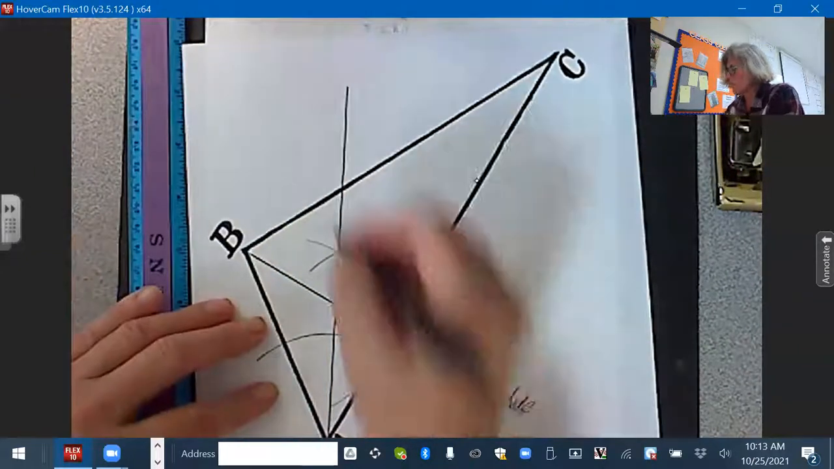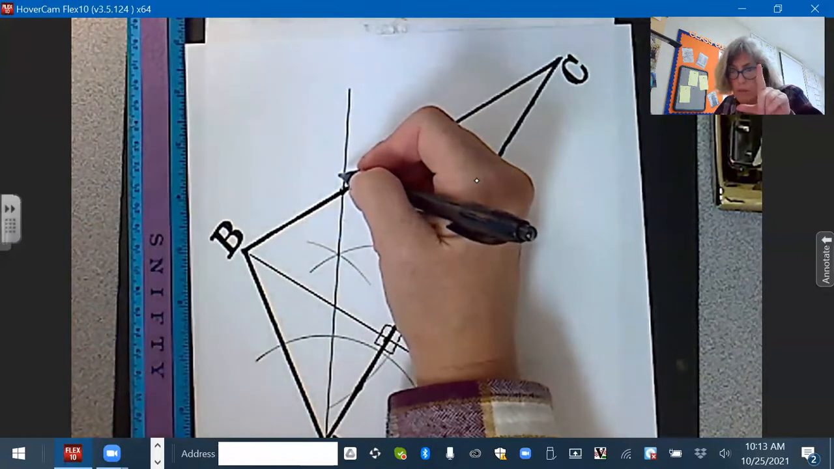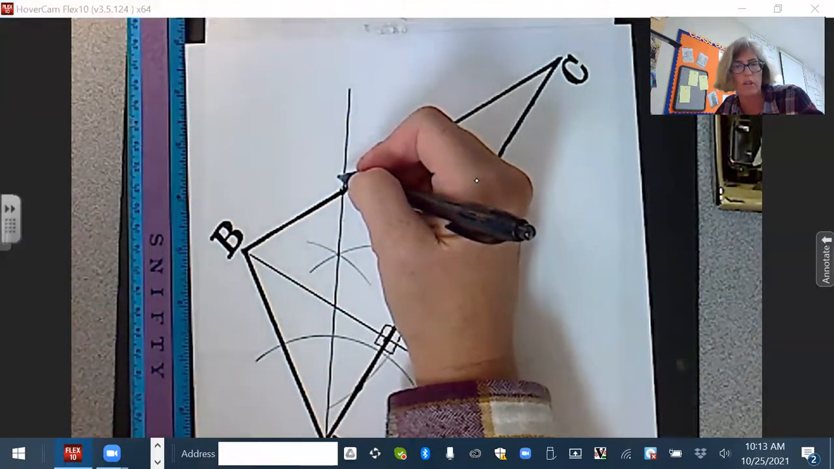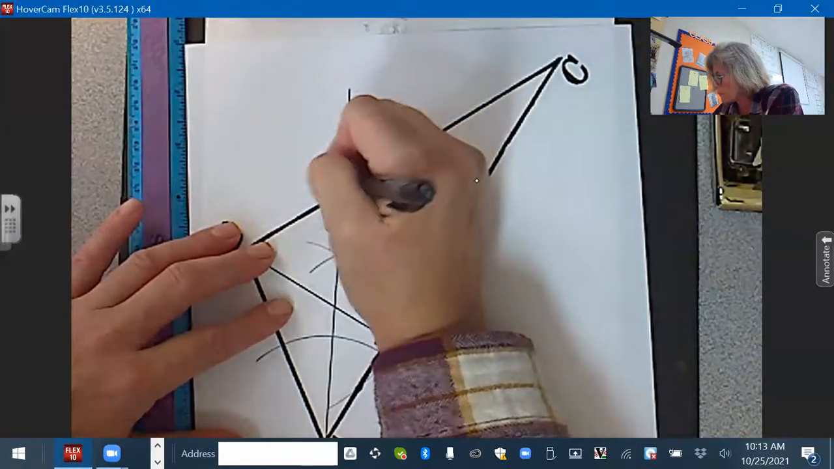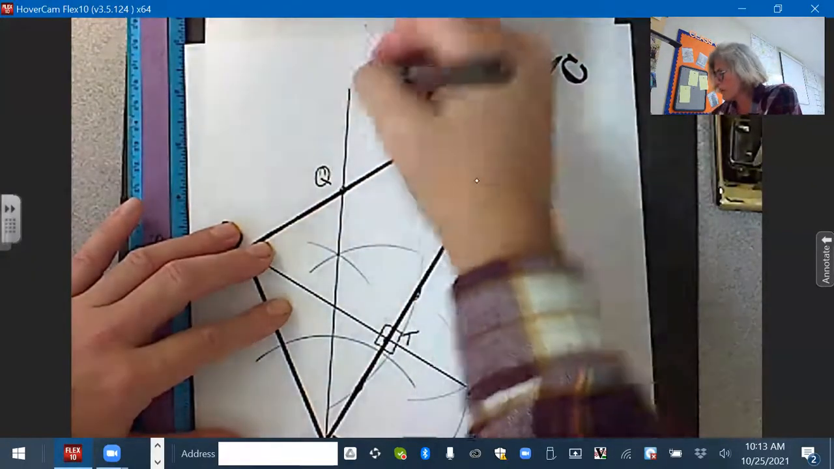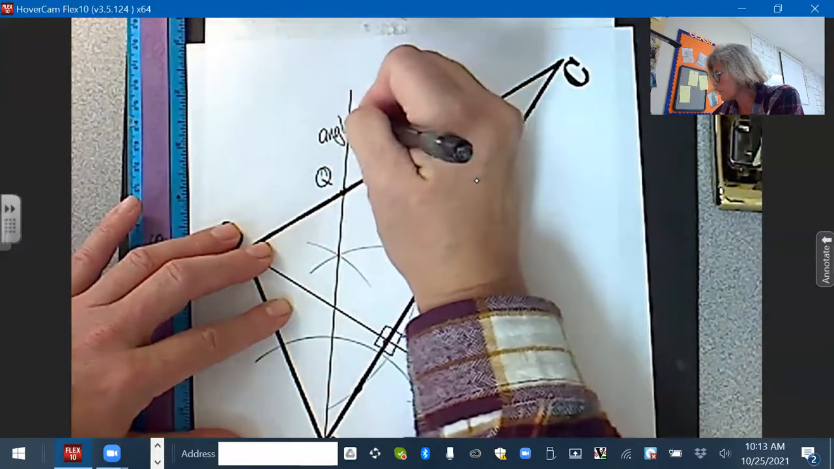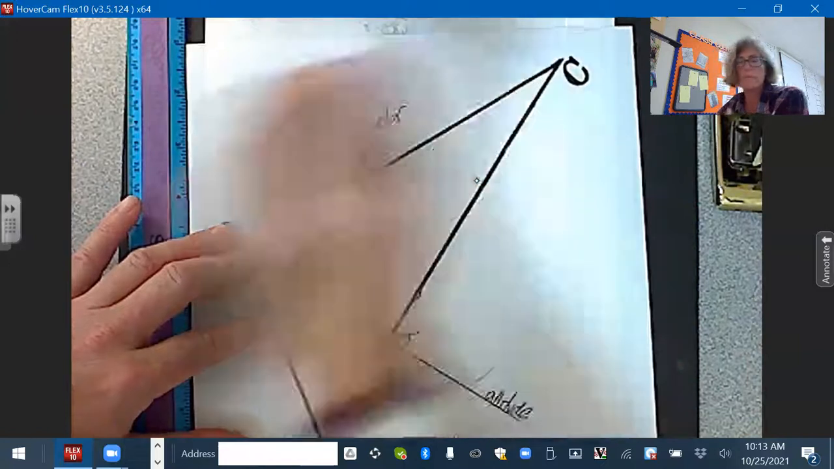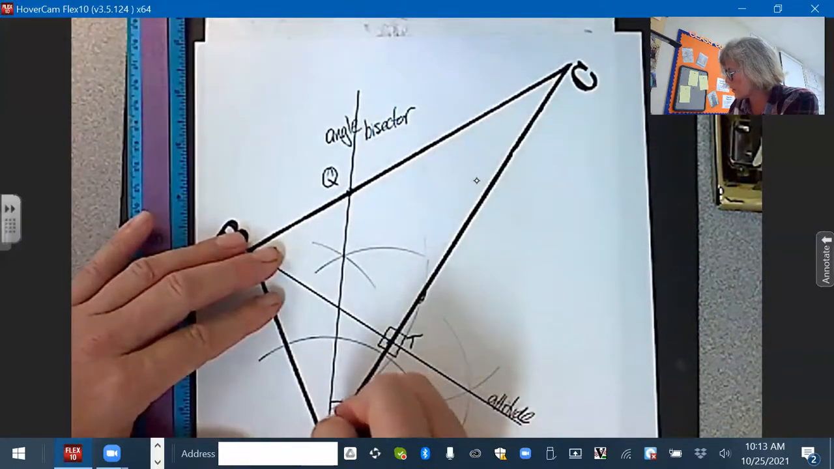And it says that this point, careful, it's not a midpoint. Very important, it's not a midpoint. All it is is just a point of intersection, and that's going to be point Q. That is an angle bisector, which means we are cutting this angle in half.